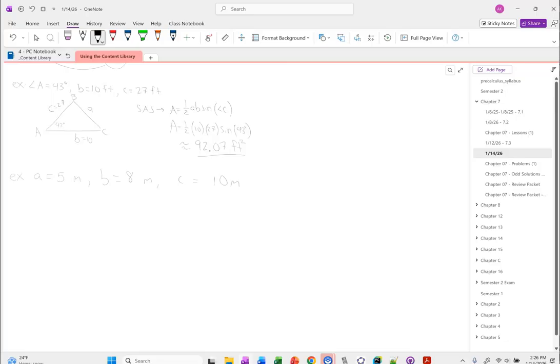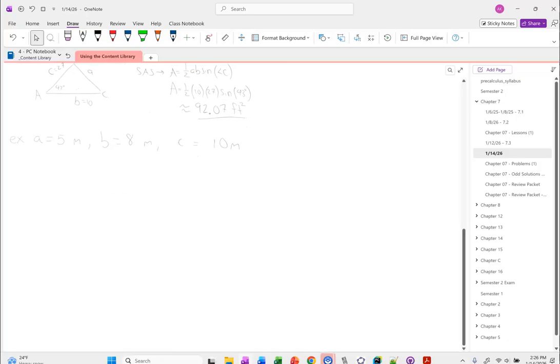Now, question. The triangle has sides 5, 8, and 10. Do I need to draw a picture to figure out what situation I'm in? No, side, side, side. We know it's side, side, side, right? Super obvious. So I'm not going to bother with the picture.